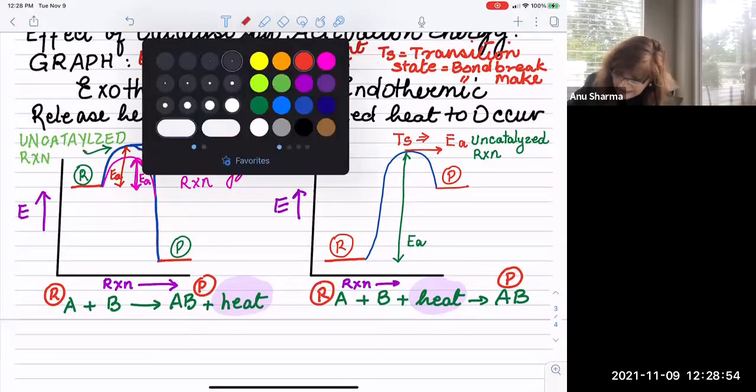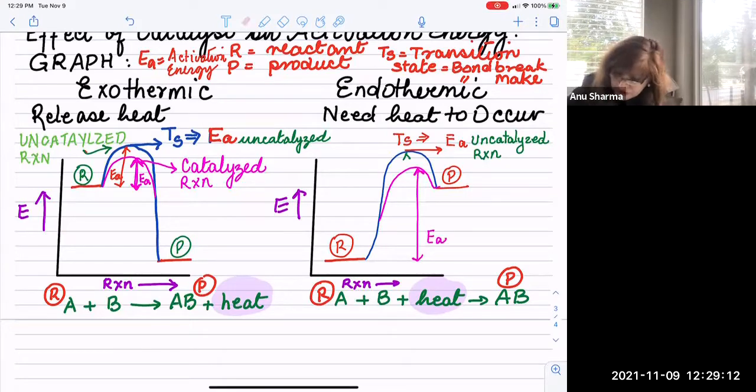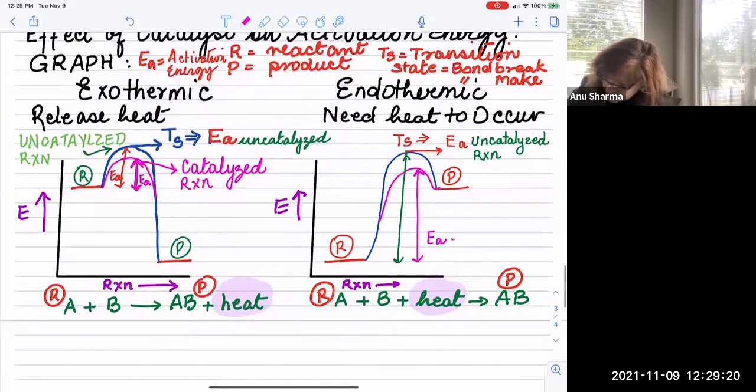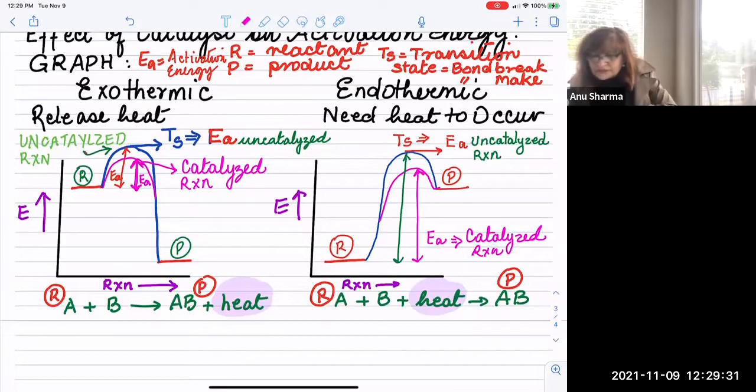Now, if you add a catalyst, what happens? This energy of activation is lowered. So quickly the reaction is going to occur. Let's make this nice. This is the energy of activation for a catalyzed reaction. And that one was the uncatalyzed. The green is the uncatalyzed. This is the energy of activation for the catalyzed. So this is how we show the two reactions.